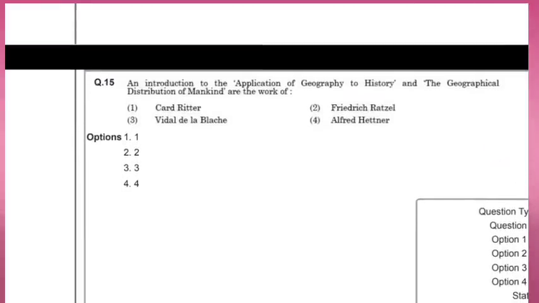And next question: the introduction to the application of geography, of history and the geographical distribution of mankind are the work of. The option is 2, Frederick Ratzel. Frederick Ratzel is the correct answer, option 2.